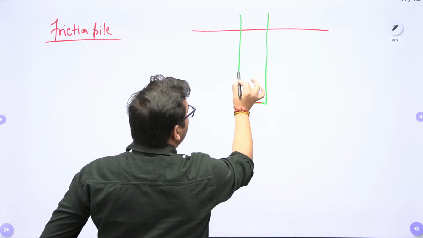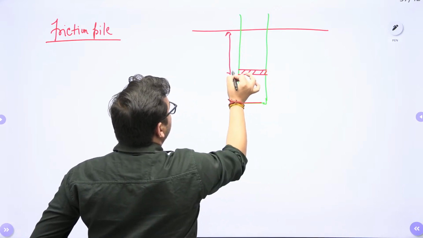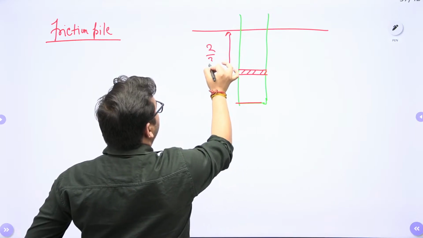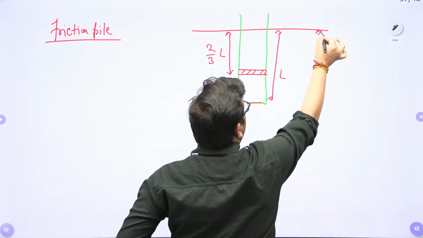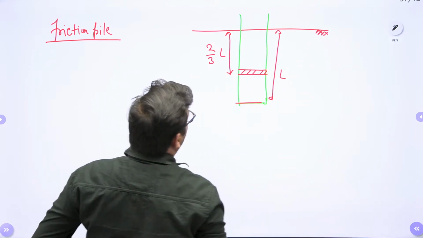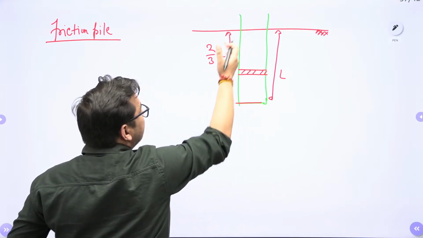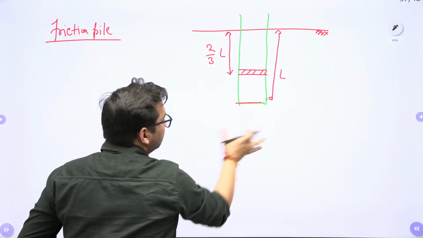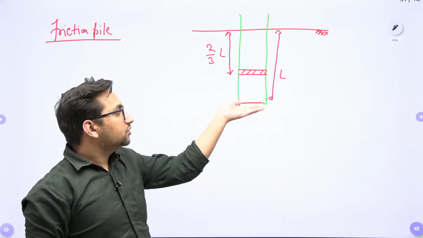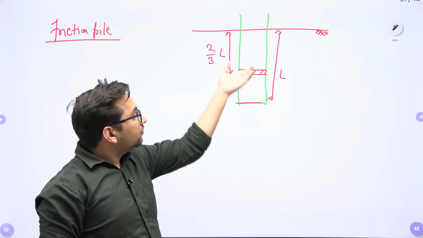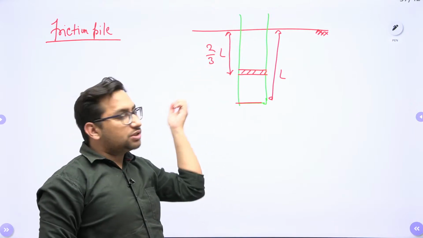So what we do, we assume that this load is getting distributed from a depth 2/3 times of L from the top. If the length of the foundation is L, this is the ground level. As we know, along the length there will be distribution of load, and from the base also there will be distribution of load. So you cannot take that the whole load is getting distributed from the base. From the top there will be less distribution of load, from the bottom there will be more distribution of load.